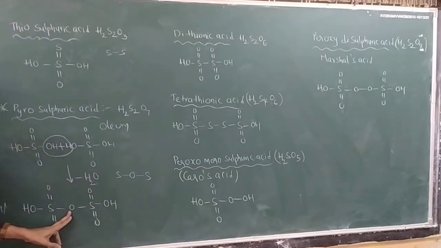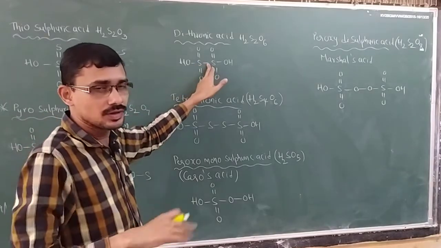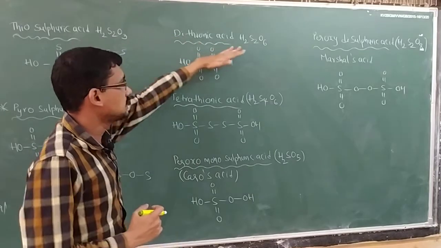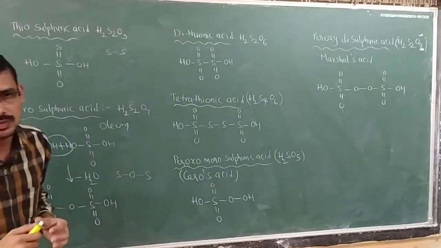Next, dithionic acid. Dithionic also has an SS linkage, but here what you have to do is remove this oxygen. In pyro we kept one oxygen, no? Remove that oxygen, and SS again we are going to get. This is called dithionic acid, H2S2O6.